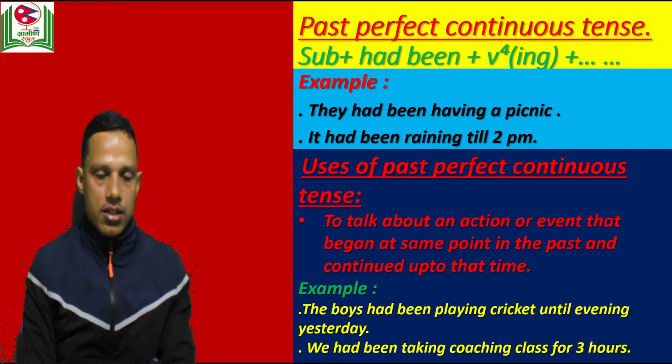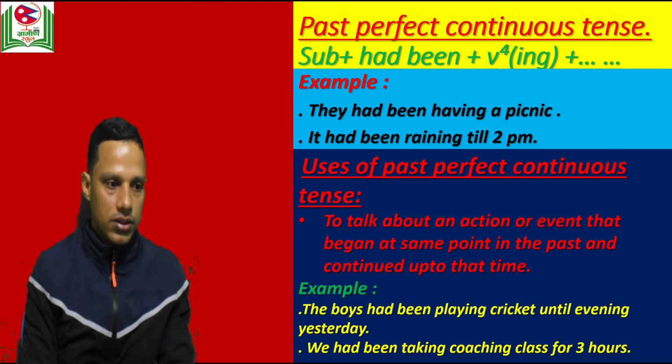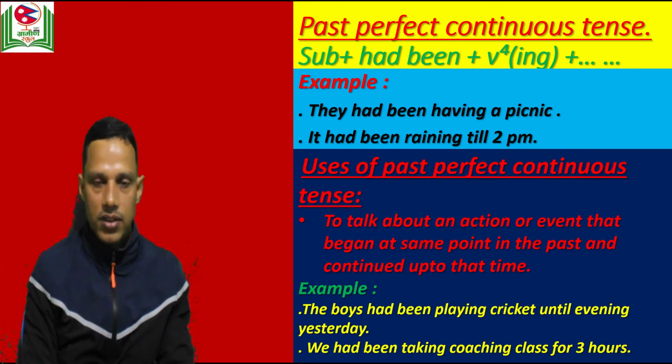Now we'll move to the next type of tense, that is past perfect continuous tense. Can you please tell me the structure for this? Yes, you're right. Subject plus had been plus the ing form of the verb, right? Subject plus had been plus verb ing.